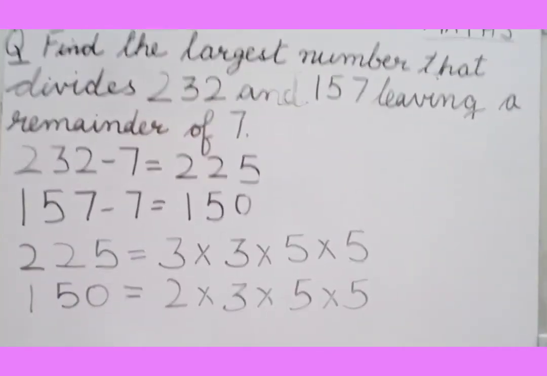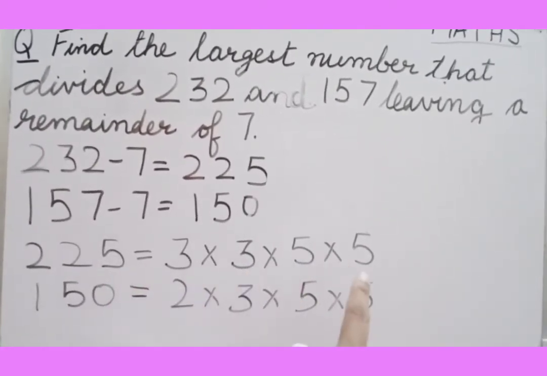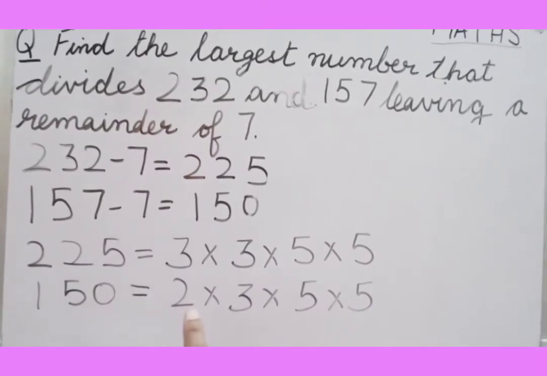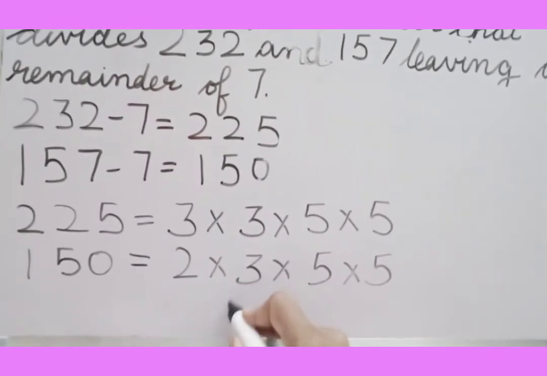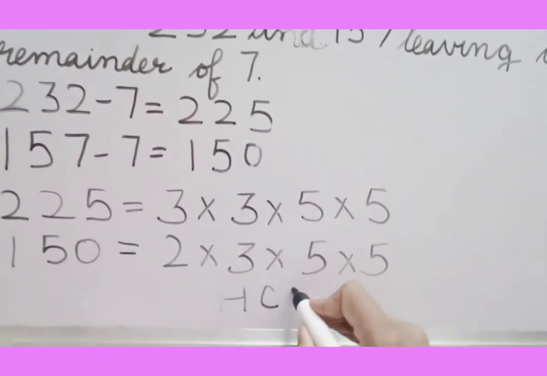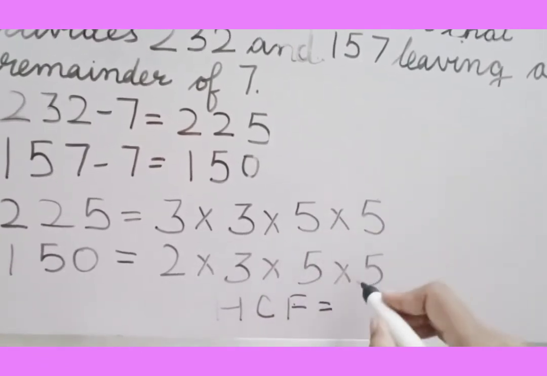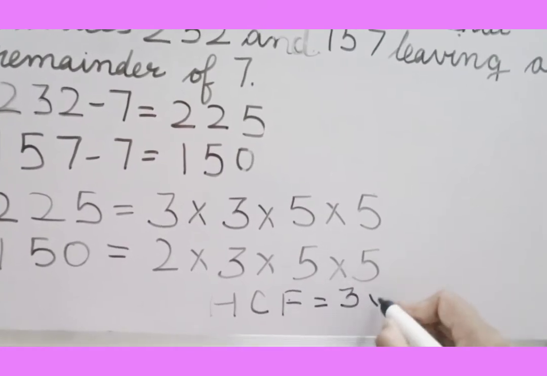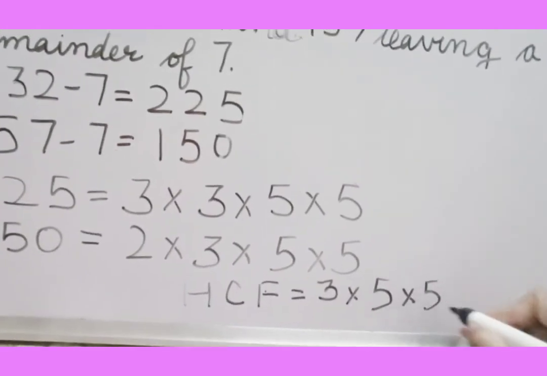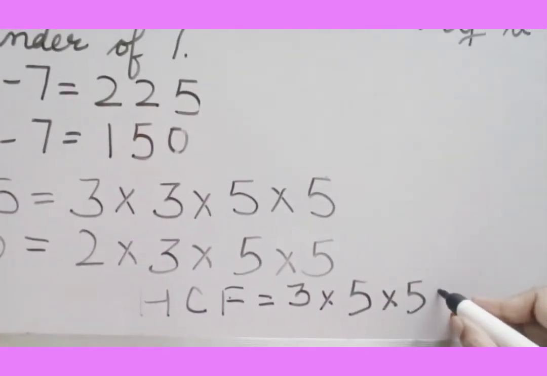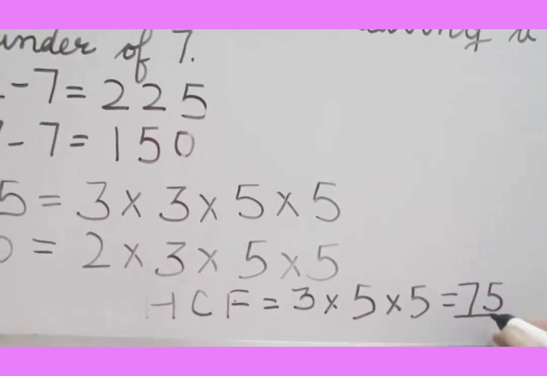So now we have written all the factors together. In front of 225, the factors are 3, 3, 5 and 5. In front of 150, the factors are 2, 3, 5 and 5. So just to find out the HCF, we'll see that 3 is common, 5 is common, 5 is again common. So I'll write 3 into 5 into 5. And the answer will be 3 5s are 15 and 15 5s is 75. So this is the answer.